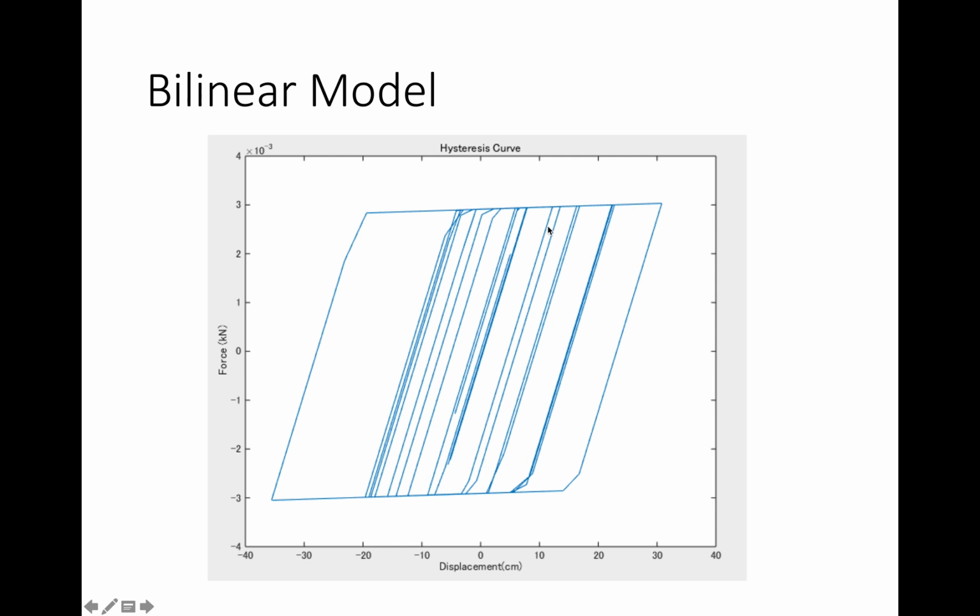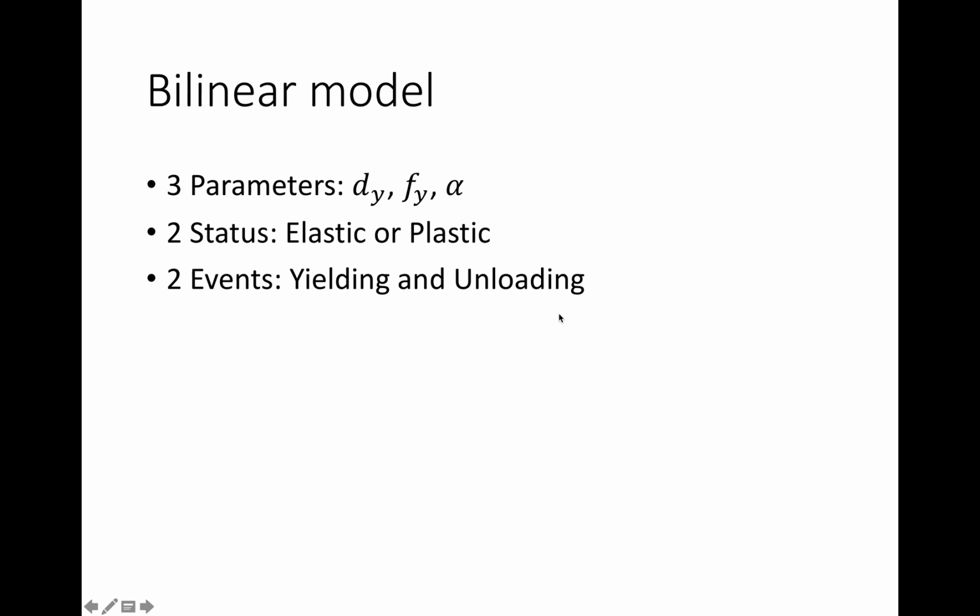So you can realize that under earthquake response, the hysteresis curve, the displacement and force relationship, will look like this kind of loops: loading, unloading, yielding, unloading, yielding, unloading, something like this. So how to calculate this model? We need at least 3 parameters for the bilinear model. They are dy, Fy, and alpha.